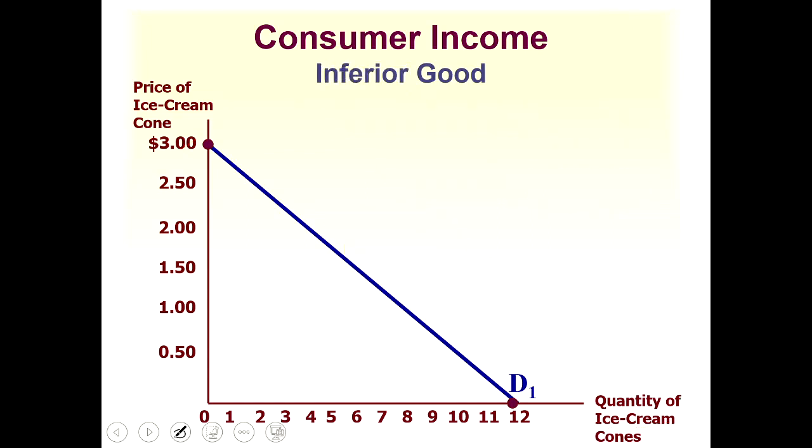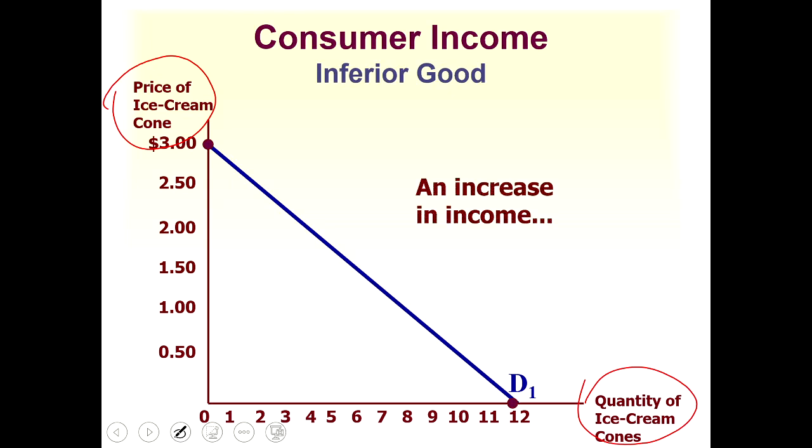Here we have an inferior good. So it's the same price of ice cream as here on the y-axis, the quantity of ice cream cones is on the x-axis, and here we have D1 as demand. And again, if your income increases, let's say from 1 lakh to 2 lakh, and the demand for ice cream decreases, then it's an inferior good.